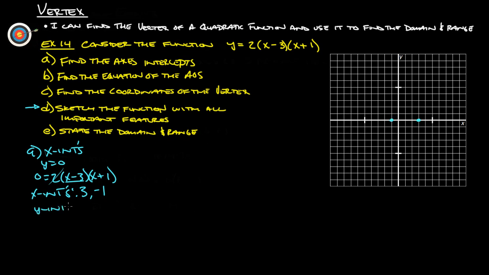Y-intercept is, remember, when x equals 0. So we get y equals 2 times 0 minus 3 times 0 plus 1. So we get y equals 2 times negative 3 times 1. So 2 times negative 3 is negative 6 times 1 is still negative 6. So let's even do this. Let's do y intercept equals negative 6. So now we are down here for the y intercept. Okay, so we are getting somewhere here.